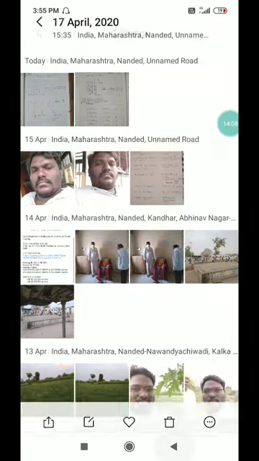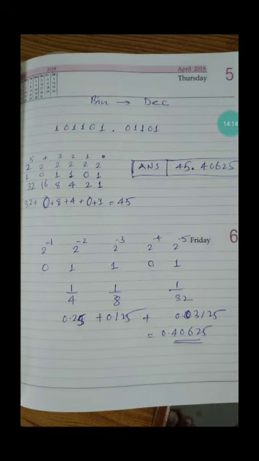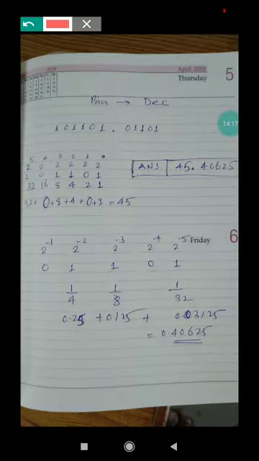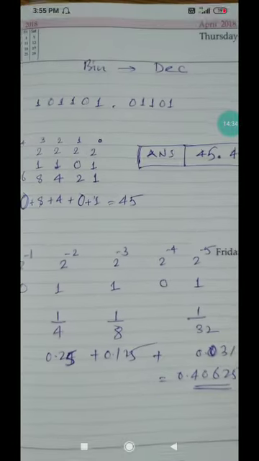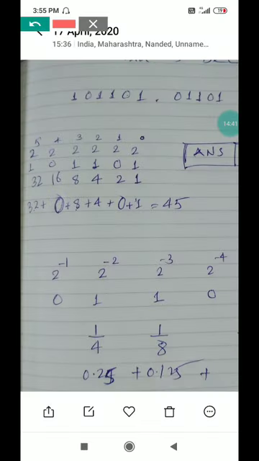The next one is to convert a binary number into decimal. The binary number for conversion is taken here. Okay, it is 101101.01101. Now we are aware that this is a binary number system and you have powers of 2. So I have written here, you can see the powers of 2 shown here: 2 to the power 0, 2 to the power 1, 2 to the power 2, 2 to the power 3, 2 to the power 4, 2 to the power 5.